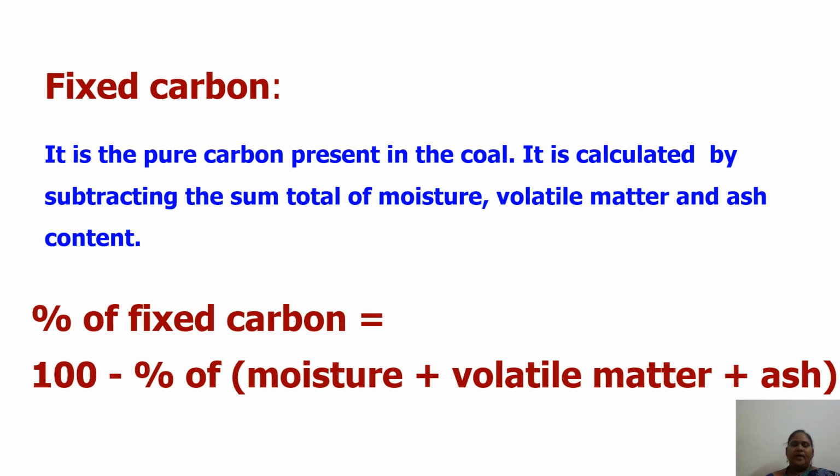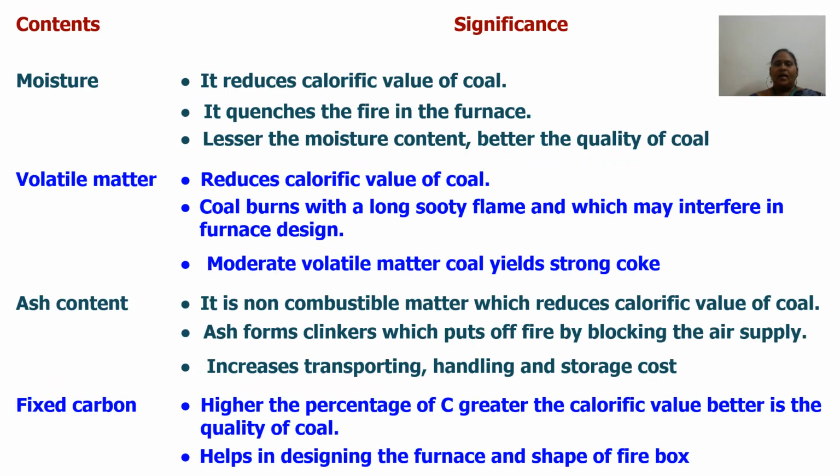Fixed carbon. It is the pure carbon present in the coal. It is calculated by subtracting the sum total of moisture, volatile matter and ash content. Percentage of fixed carbon is given as 100 minus the percentage sum of moisture, volatile matter and ash.